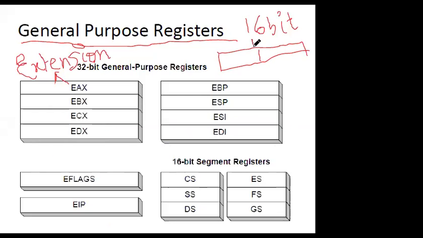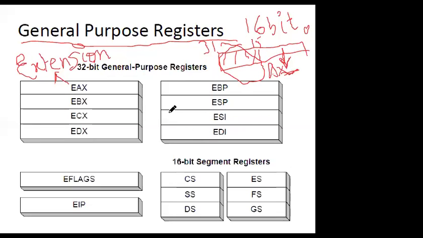So if this is bit 15, starting from 0, and this is 31, this is the extended version part of the processor. When the processor is operating in real address mode, it has to use only the lower bits. So only AX will be in operation, whereas the upper 16 bits will be discarded.